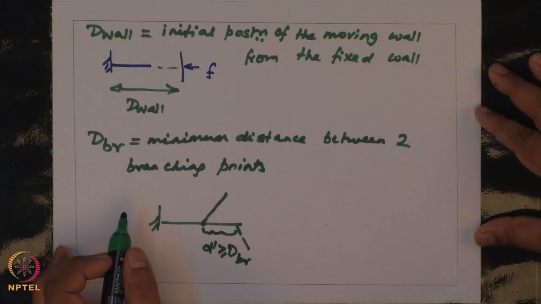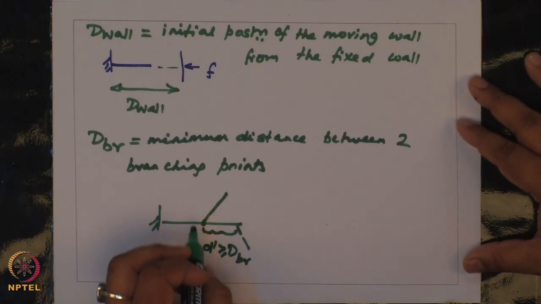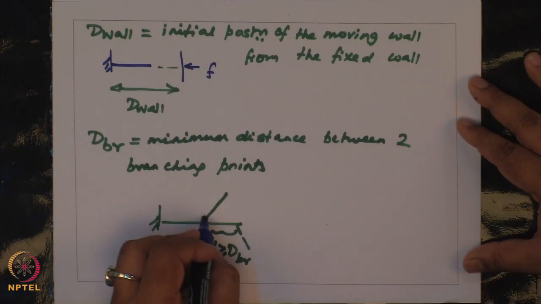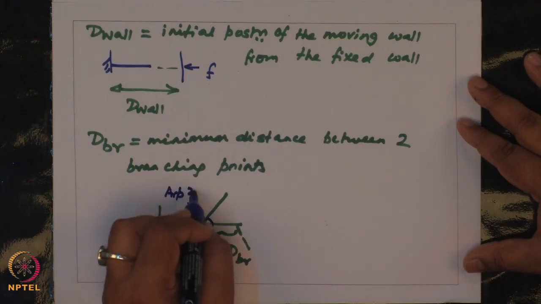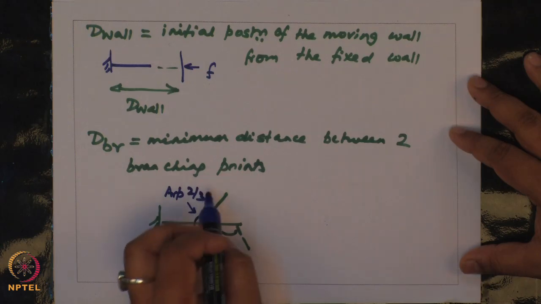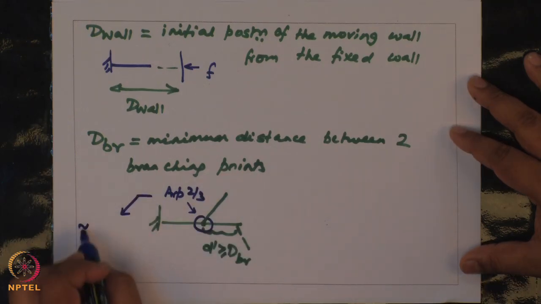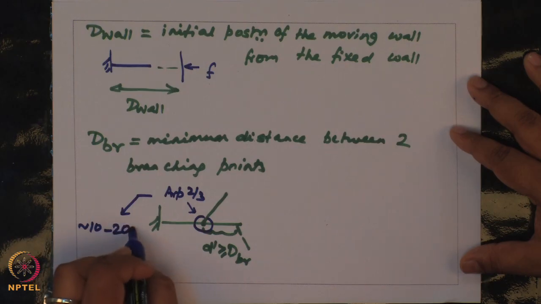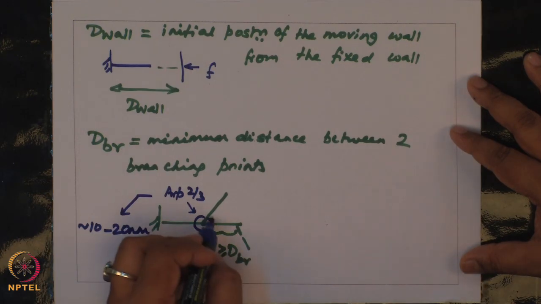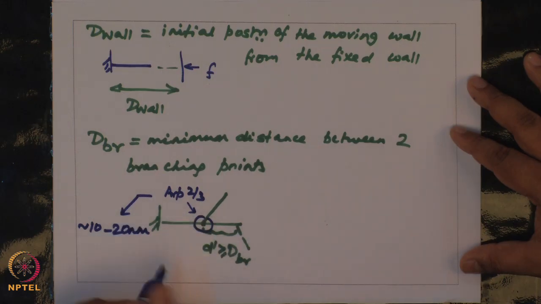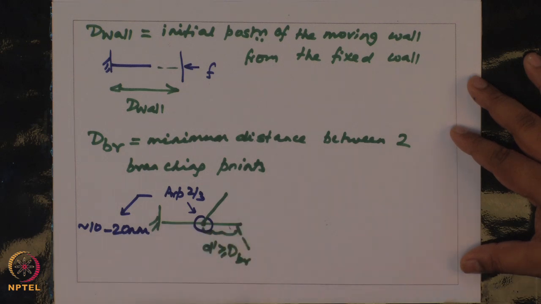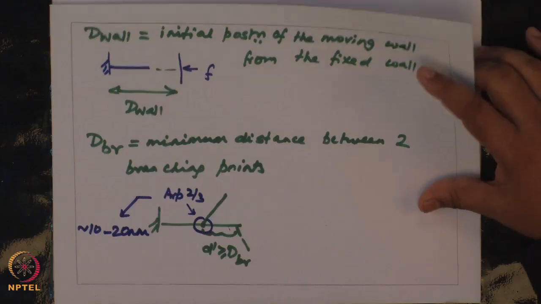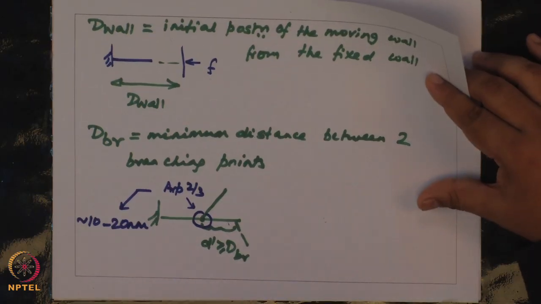And what is the physical significance of that? One possible reason is that this branching event is mediated by a protein called Arp2/3. The size of Arp2/3 has been estimated to be of the order of 10 to 20 nanometers. So, if you have a big protein sticking to this point, there is a likelihood that the next binding zone will be some distance away from this binding point. So, you have d_Br and d_wall.